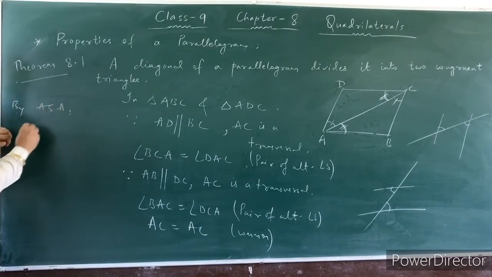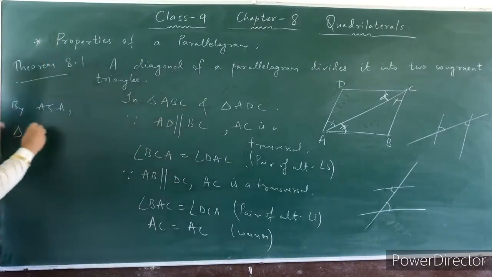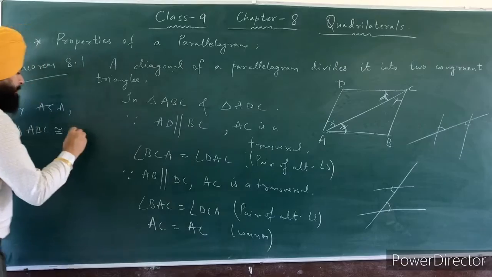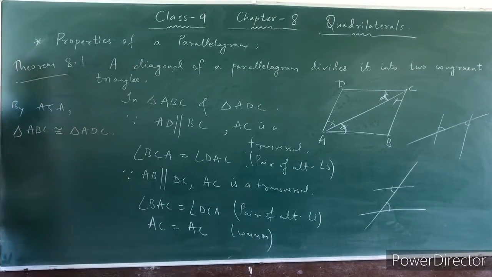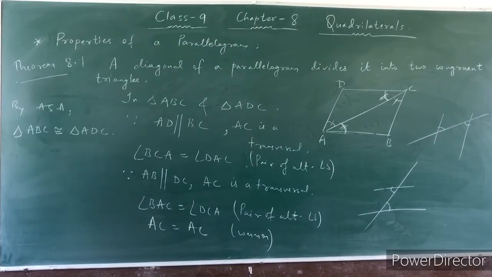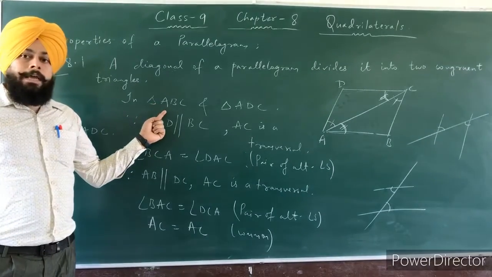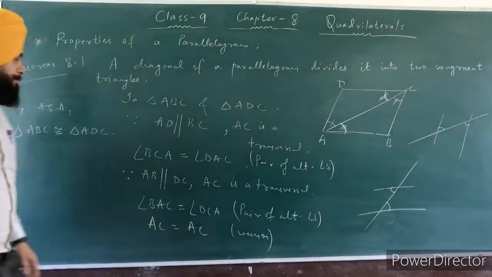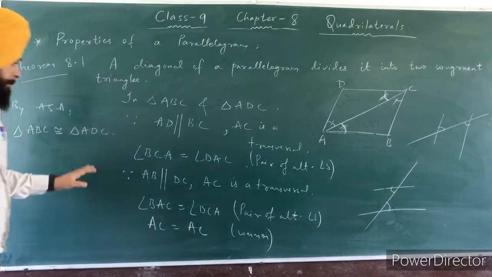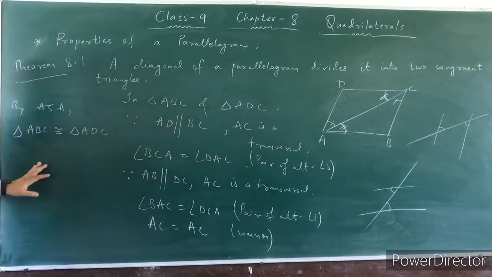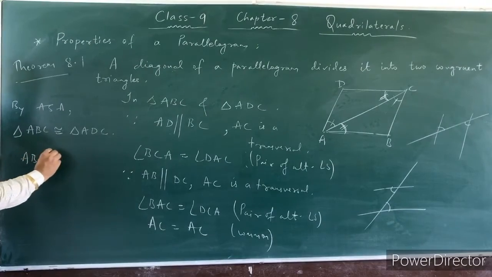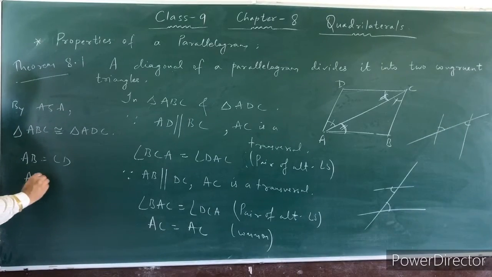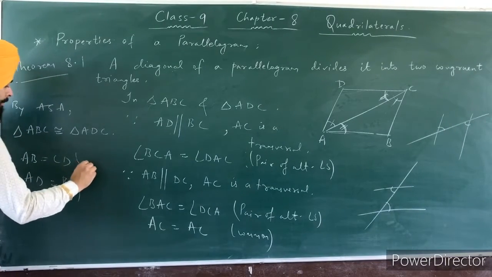by ASA, triangle ABC is congruent to triangle ADC. Clear students? Triangle ABC congruent to triangle ADC. Now these two triangles are congruent, so you can write AB equal to side CD and AD equal to BC by CPCT.